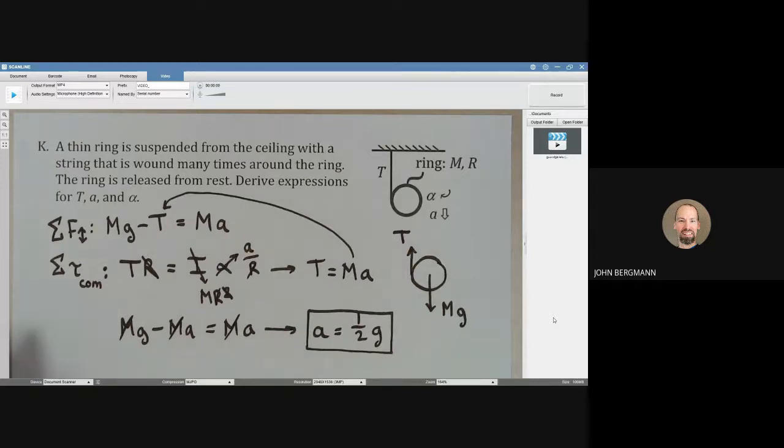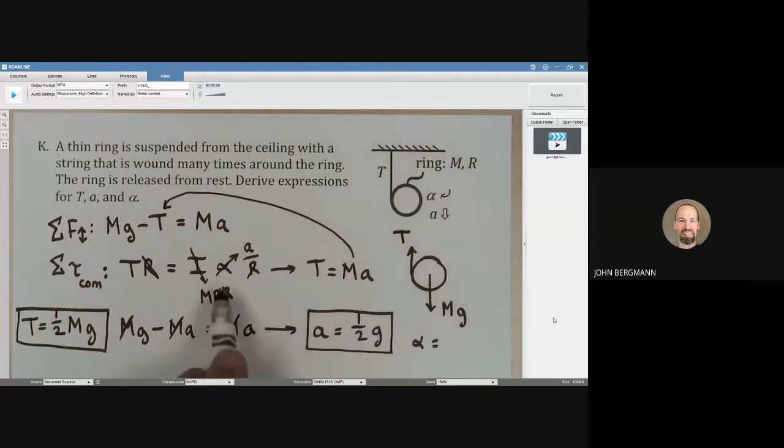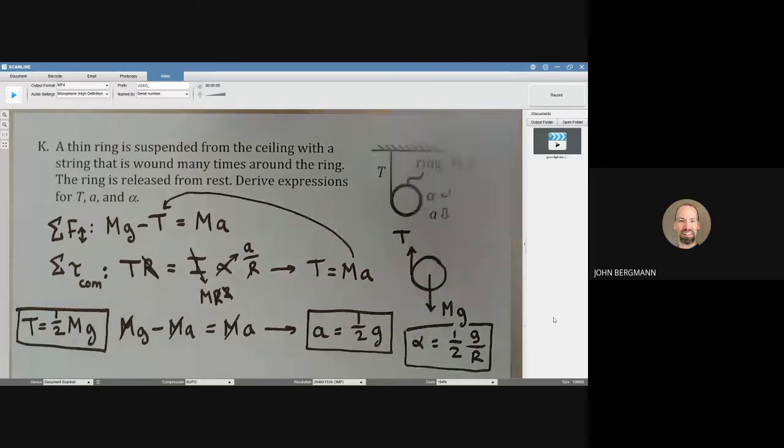The tension, let me write it over here. The tension is m times a, so the tension is 1/2 mg. And what about alpha? Alpha right here is a divided by R, so that's going to be 1/2 g over R. That's what you've got there.